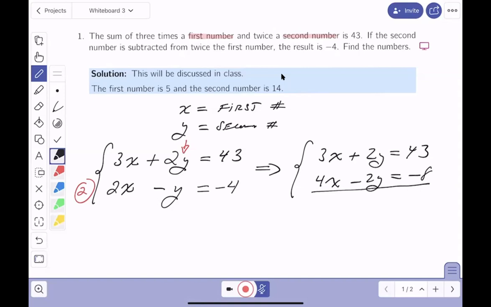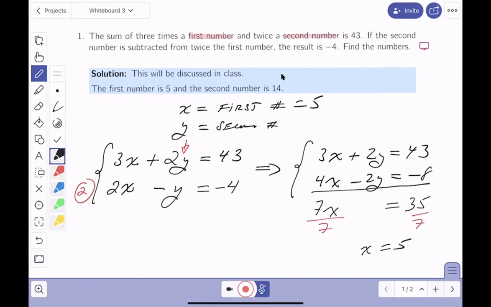Add the two equations together, you would get 7x. The y's disappear, and you would get 35. What are you going to do now? Divide both sides by 7, and you're going to get x equals 5. What does that mean? The first number is 5.